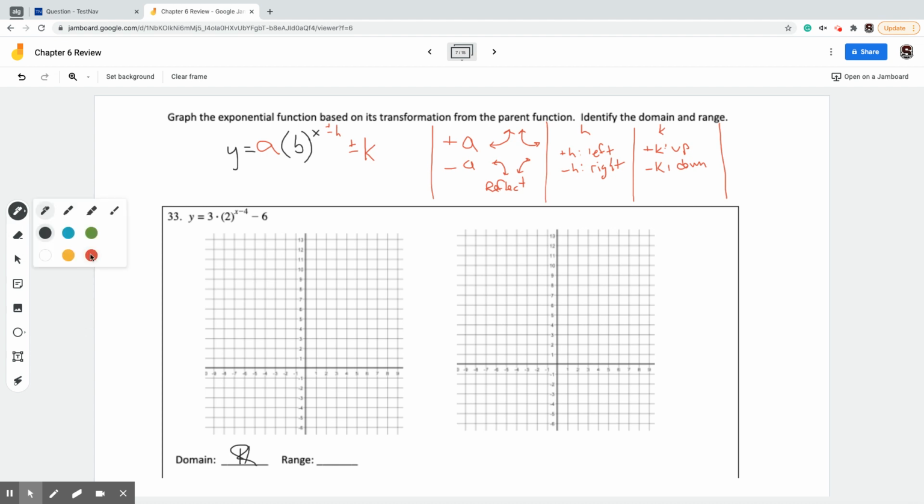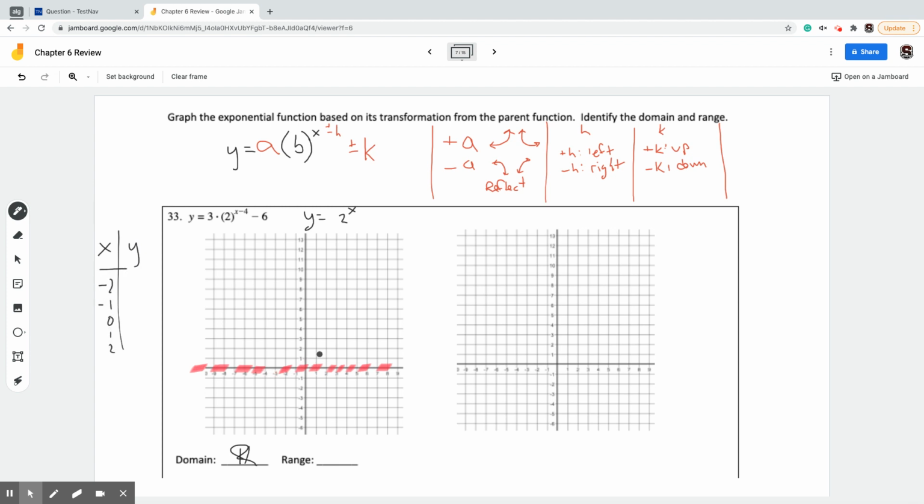So we always start with an asymptote. The original asymptote is over here on the x-axis, dashed because it's not actually part of my function, but it's an important piece of it. Now, my parent function is y equals 2 to the x. Now, you can make a table, x, y, and we always plug in -2, -1, 0, 1, 2.